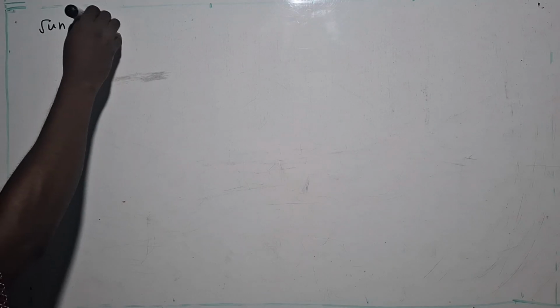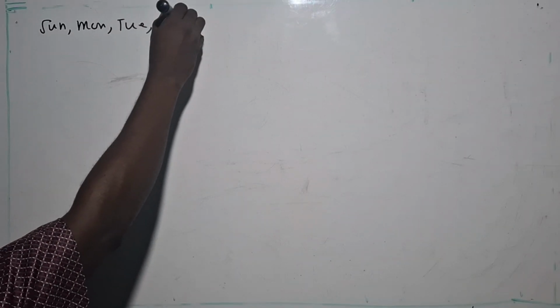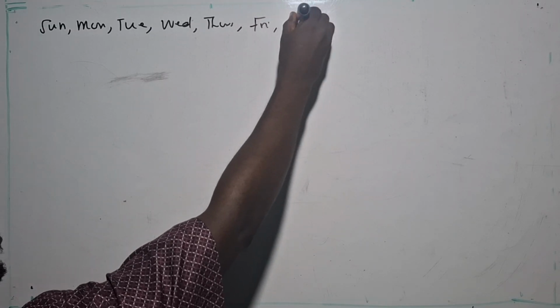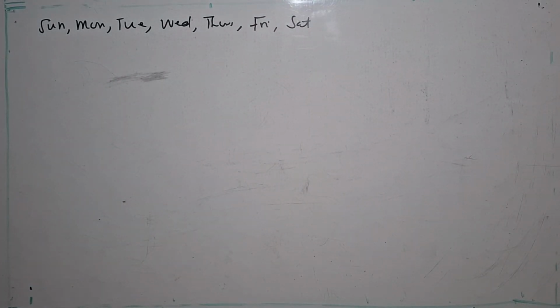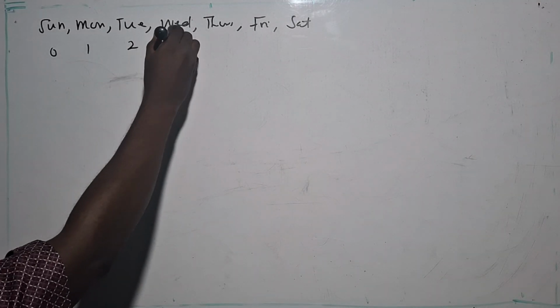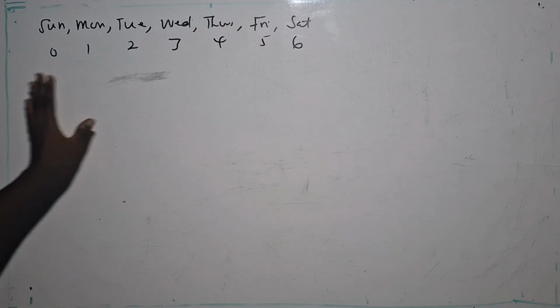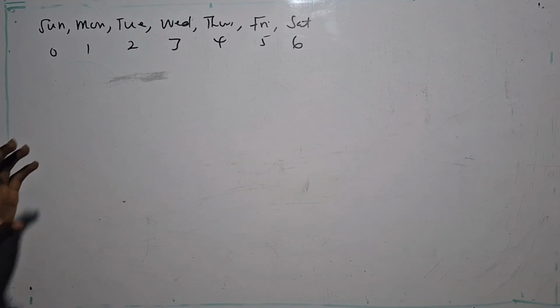Application to the days of the week. Now we know in the calendars, this is what we see: Sunday, Monday, Tuesday, Wednesday, Thursday, Friday, and Saturday. Here we are going to use numbers for them, starting from 0: 0, 1, 2, 3, 4, 5, and 6. So we are going to use numbers for the days of the week. If you want to apply modulo in calculating for a particular day, follow closely.